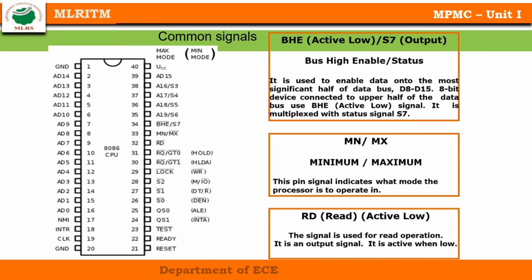Next signal is MN/MX, the minimum and maximum mode pin. This signal indicates the mode of operation of 8086. When this pin is high, it indicates minimum mode, and when this pin is low, it indicates maximum mode. Next is read. This is an active low signal. This signal is used for the read operation. It is an output signal and it is another active low signal.